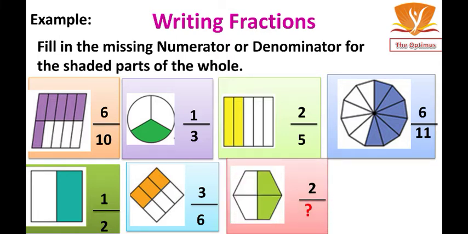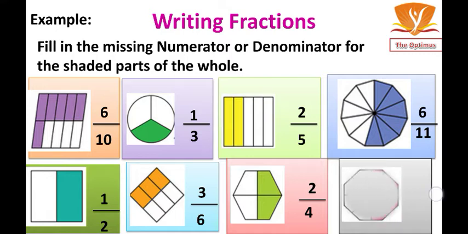2 divided by what? Yeah, our question is the denominator. That means the total number of parts. The total number of parts is 4. Next question. 4 divided by dash. Yeah, total number of divisions. Total number of parts is what? Yes, 8. Therefore, the fraction is 4 by 8.